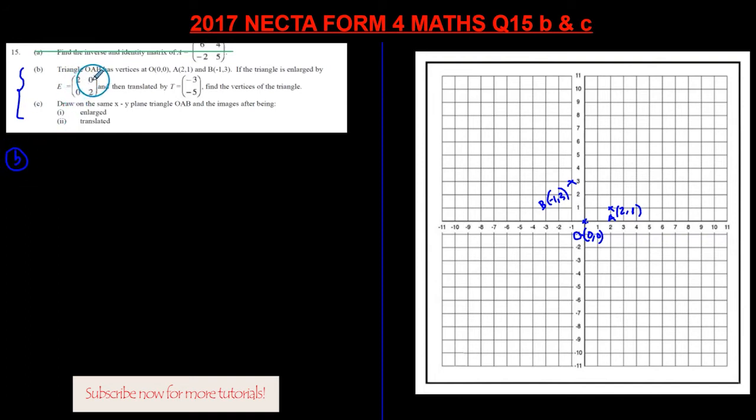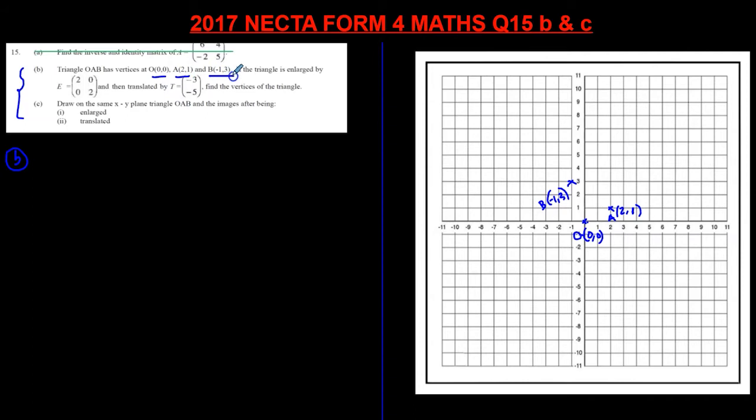Triangle OAB has vertices at O (0, 0), A (2, 1), B (-1, 3). If the triangle is enlarged by scale factor 2 and then translated by the vector (-3, -5), find the vertices of the triangle. So you're going to enlarge it first, and then you're going to translate it. The scale factor is 2, and now we're going to enlarge this triangle.